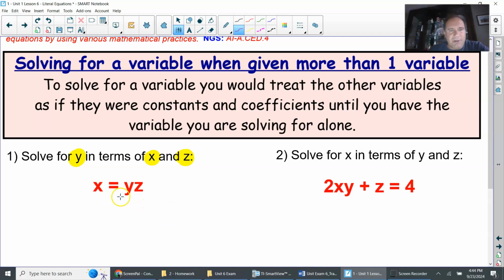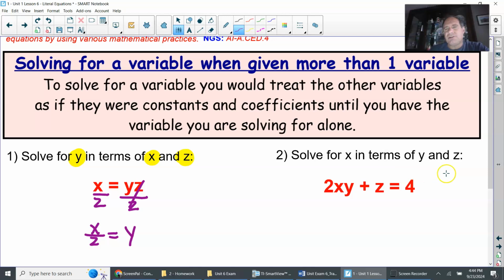So you would just go ahead and take whatever it is that you want to cancel, that's what you're going to divide by. You want to solve for y, so that means I'm going to divide by z because I want z to cancel. And look, x over z equals y. Y is alone. That is your answer. That's it.